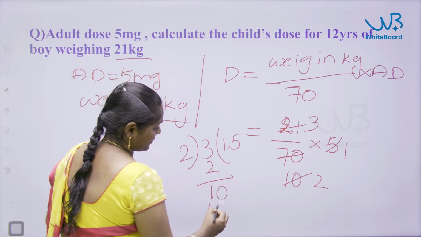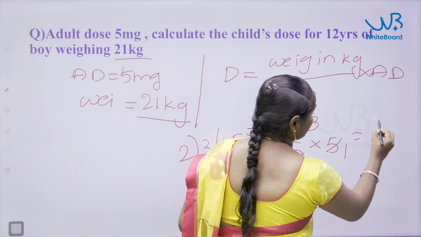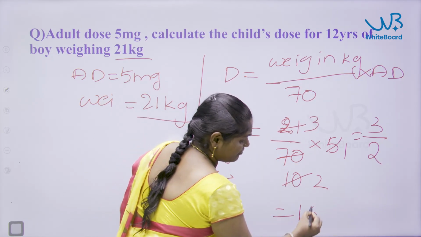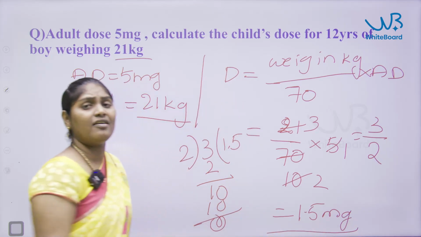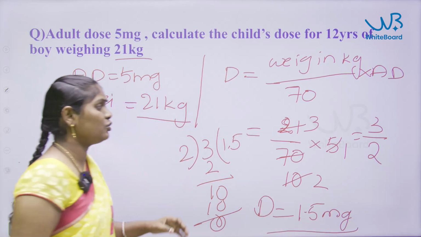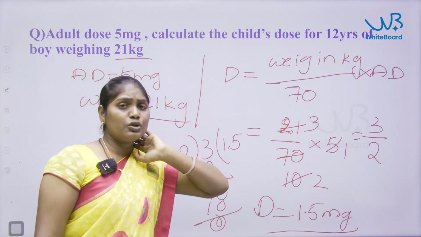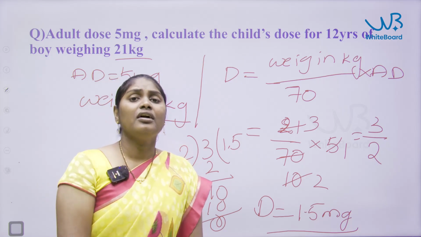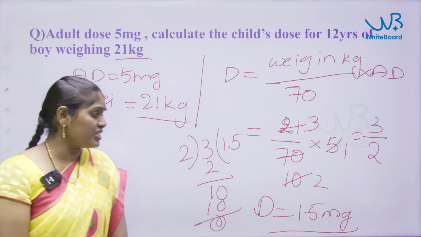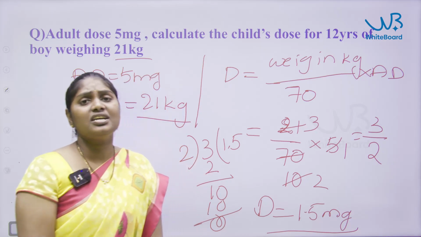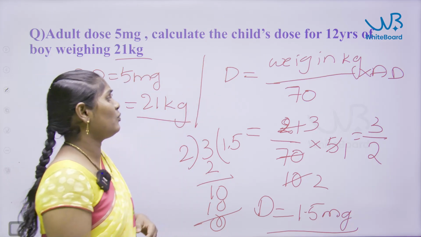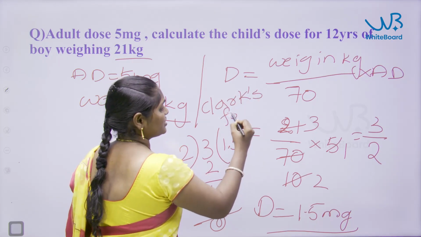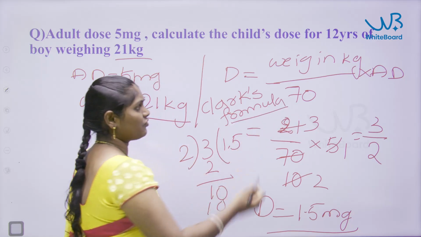So in simple terms the answer is 3 by 2. 3 by 2 is equal to 1.5 mg. That is the dose you need for a 12-year-old boy whose weight is 21 kgs: the dose required is 1.5 mg. So this is based on Clerk's formula. Remember, the weight-based one is only Clerk's formula.